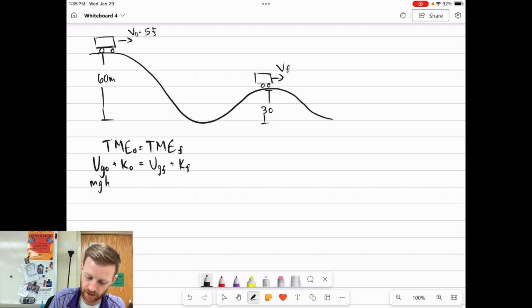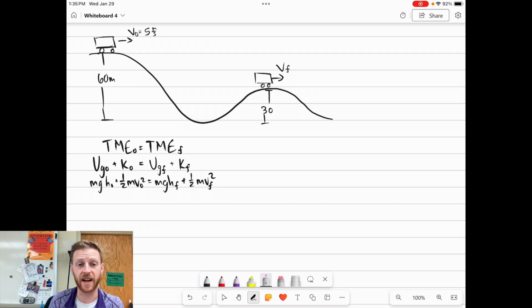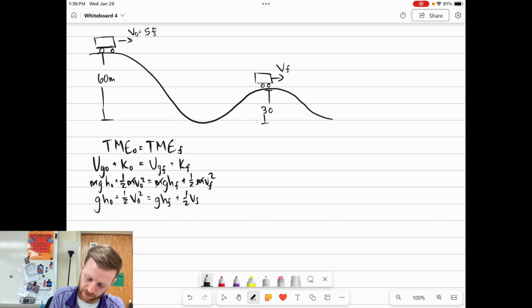So mgh naught plus 1/2 mv naught squared equals mgh final plus 1/2 mv final squared. Oh, that's a lot. It's a lot of variables. But again, the same thing happens here. Look, m. So m's all cancel, as long as every single one has it in there. So I've got gh naught plus 1/2 v naught squared equals ghf plus 1/2 vf squared.